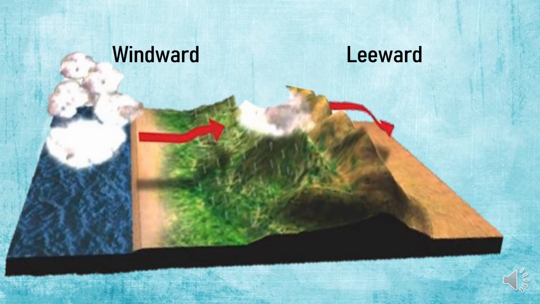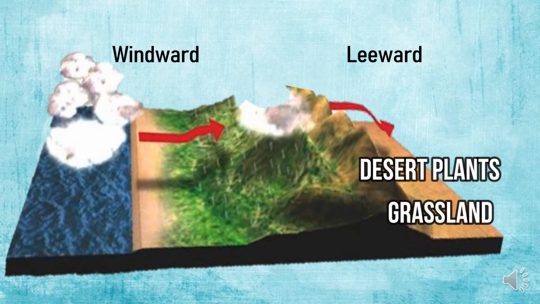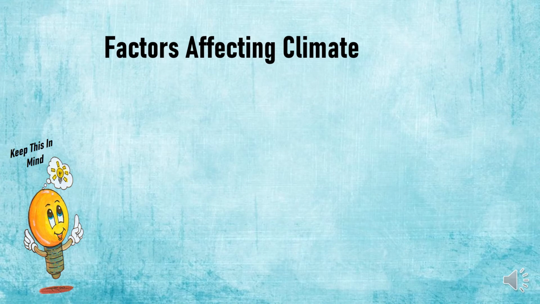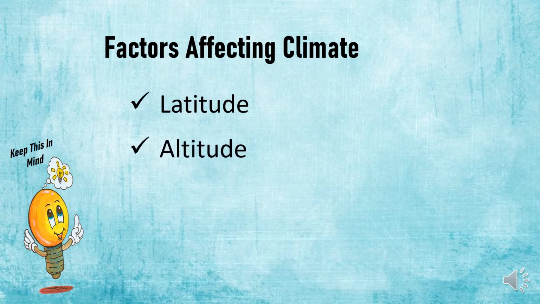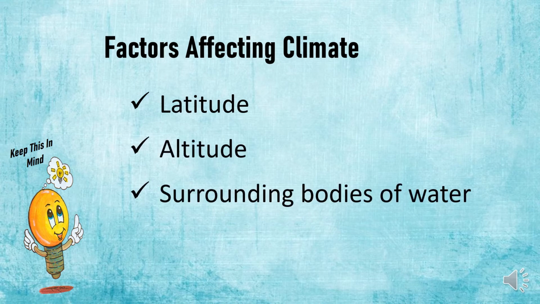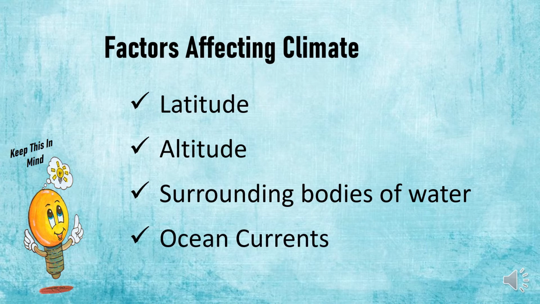The windward side of the mountain usually receives more precipitation than the leeward side of the mountain. This then results in abundant vegetation in the area. The leeward side of the mountain, on the other hand, includes desert plants and grassland because of its very little precipitation. Other factors affecting the climate of an area are the following: latitude, altitude, surrounding bodies of water, and ocean currents.